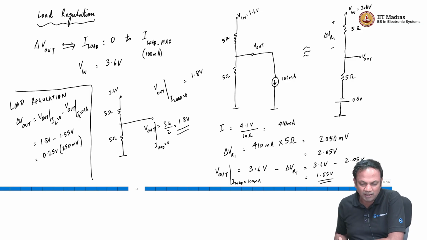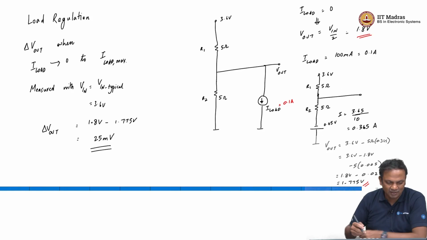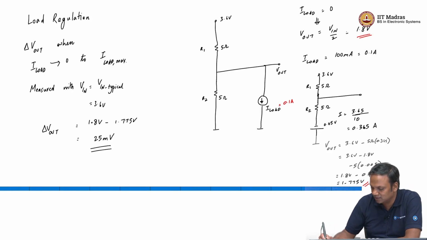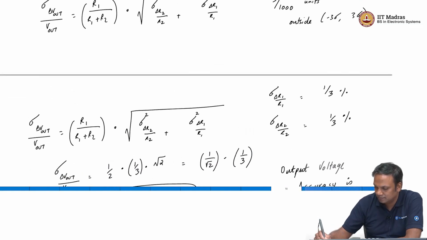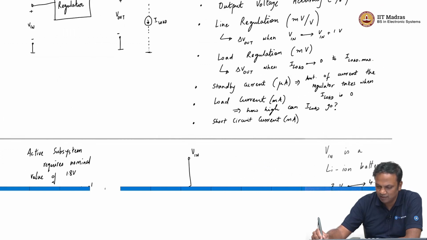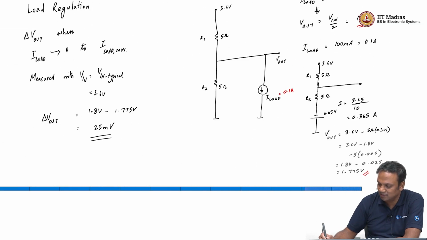What we will do next is, okay, we got 250 millivolt load regulation. What sort of standby current do we get? What sort of current limit do we get is something we will look at. I hope you understood the load regulation calculation. The next thing we are going to calculate is the standby current. So, we calculated load regulation, which is delta V out when load goes from 0 to I load max. Let us now calculate the standby current.